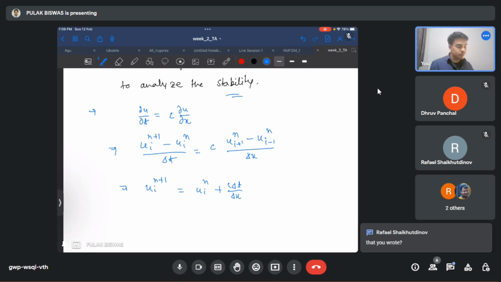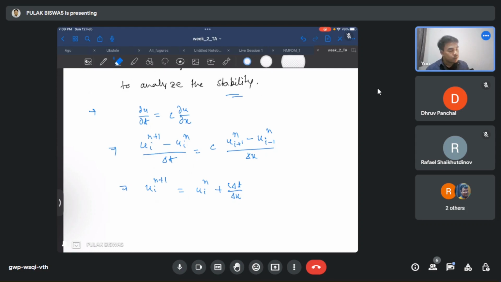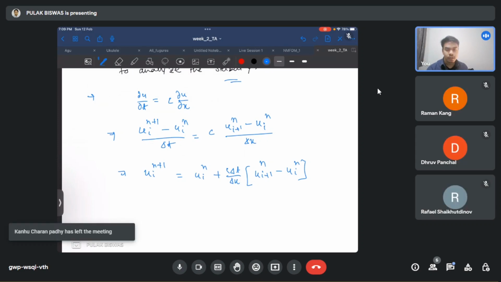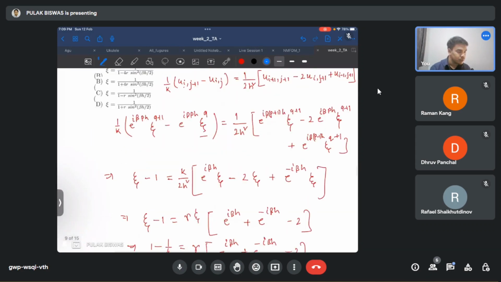This one is central. Yeah, you can use central or maybe the forward difference as well for the spatial derivative. So this becomes your scheme. Again, in order to find the stability, you can use an expression similar to this type.